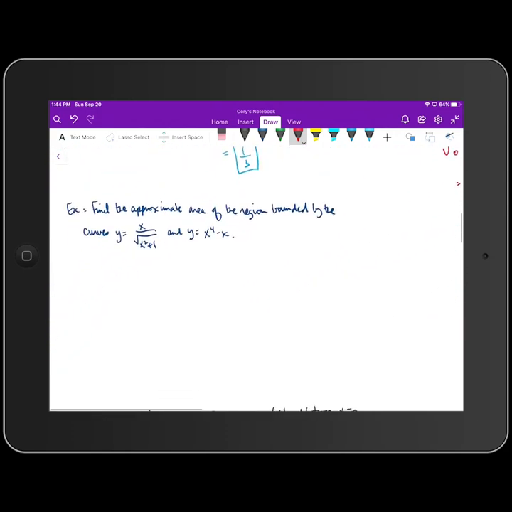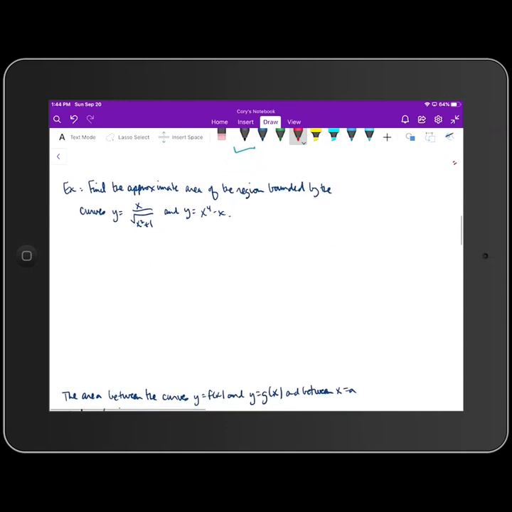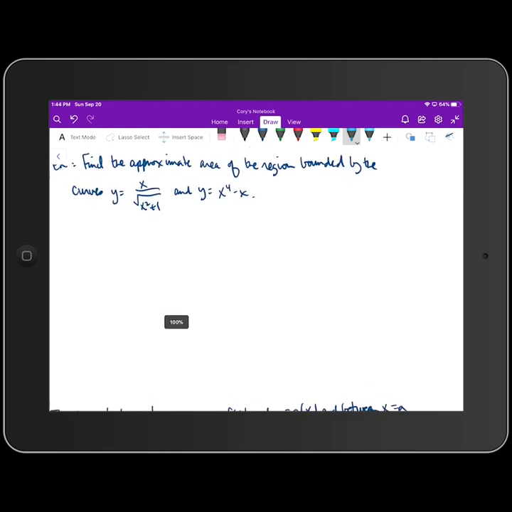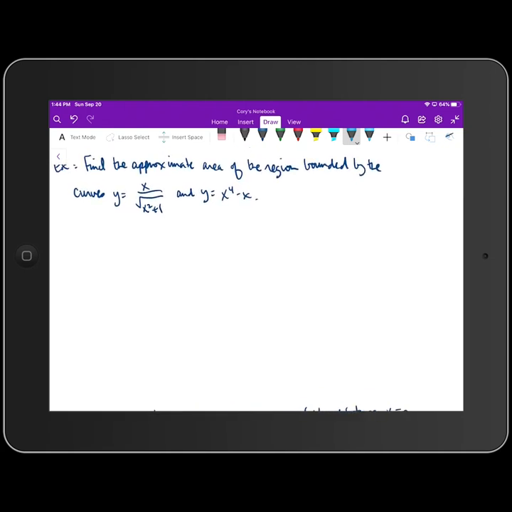Okay, let's move on to the next example. So the next example is going to be a calculator example. The directions here ask you to find the approximate area of the region bounded by the curves y is equal to x divided by the square root of x squared plus 1, and y is equal to x to the 4th power minus x. Okay, so you're going to need to input those functions into your calculator and then set up and evaluate an integral on your calculator to compute that area.